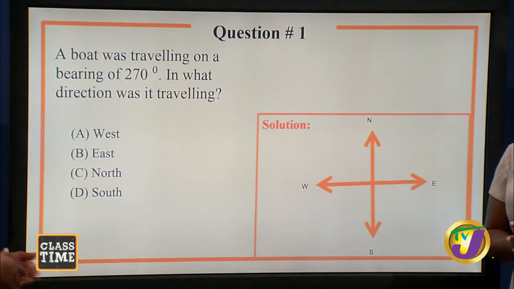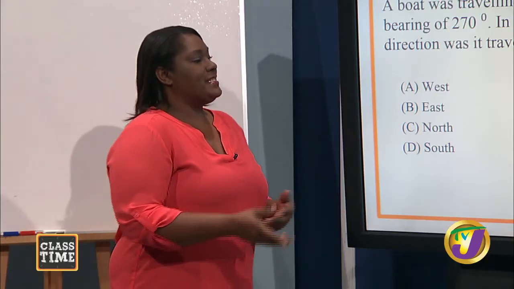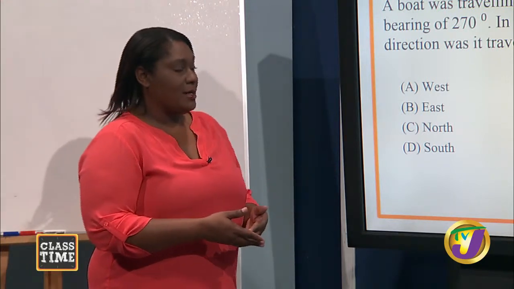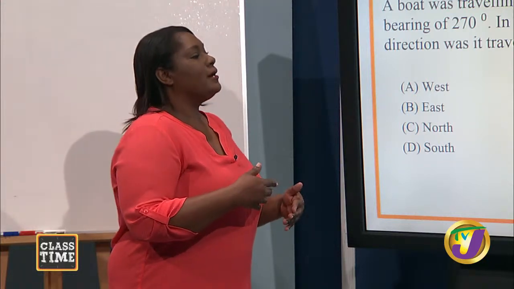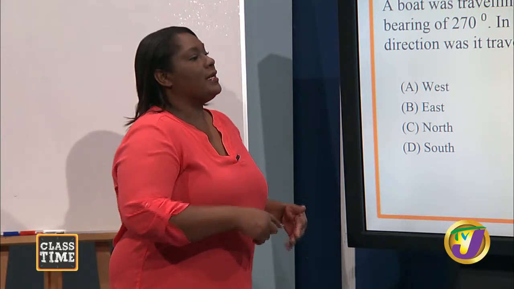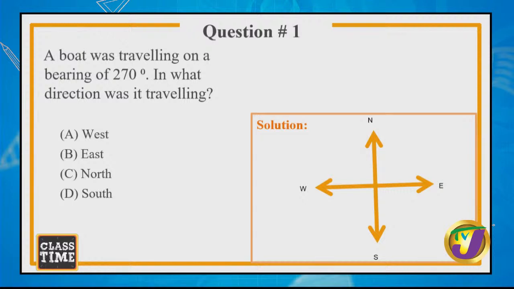For bearings, the direction is very important. If I take an anti-clockwise or counterclockwise direction, that will be an incorrect solution. That would mean I go from north to west. Bearings are measured in a clockwise direction. So that is important.